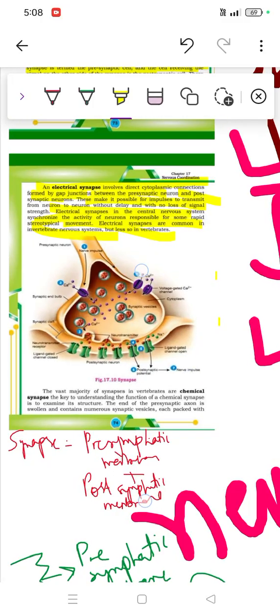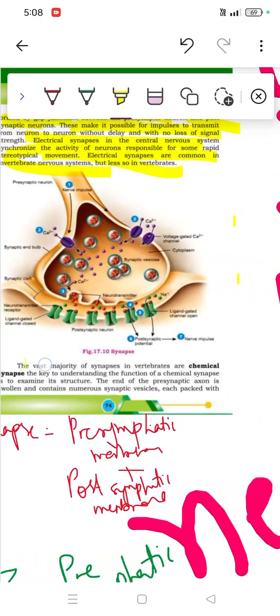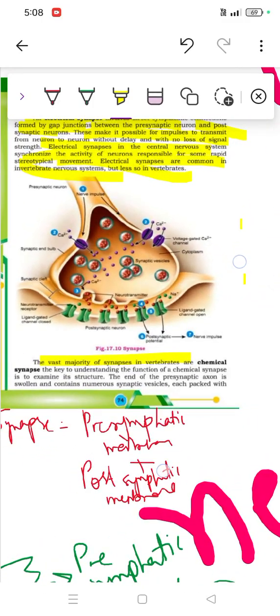So yes, here comes the chemical synapse. The vast majority of synapses in vertebrates are chemical synapses, which are key to understanding the function of the nervous system. The end of the presynaptic axon is swollen and contains synaptic vesicles, and each packet contains chemical neurotransmitter. So I hope it will be clear.